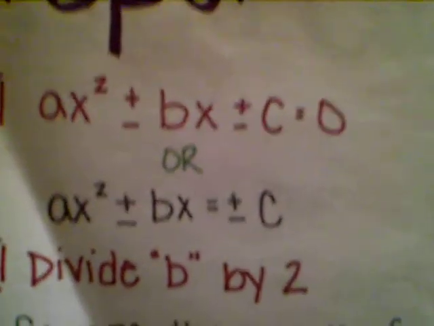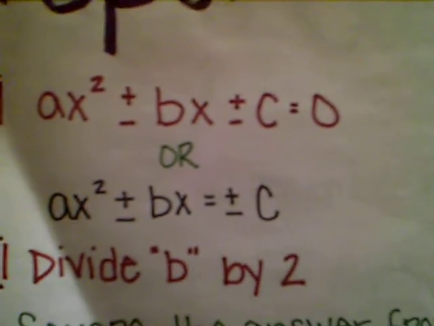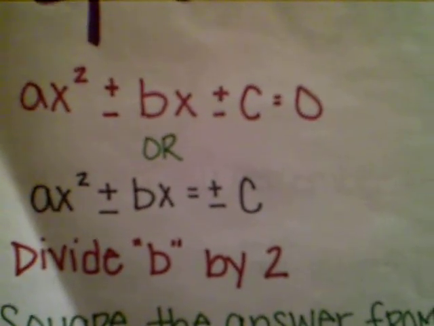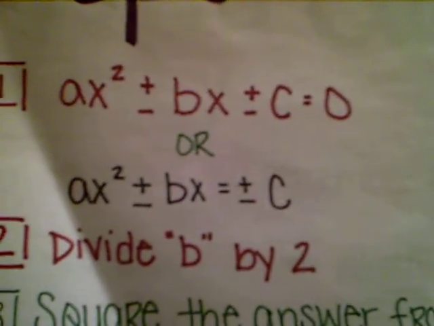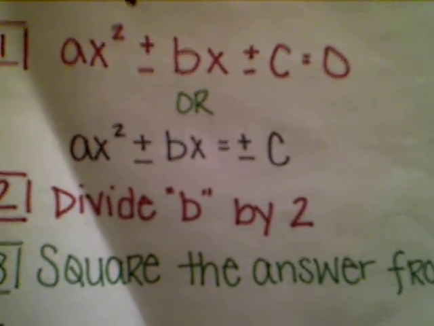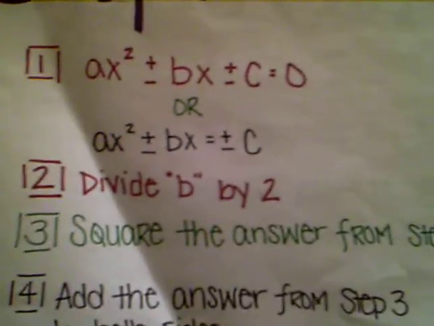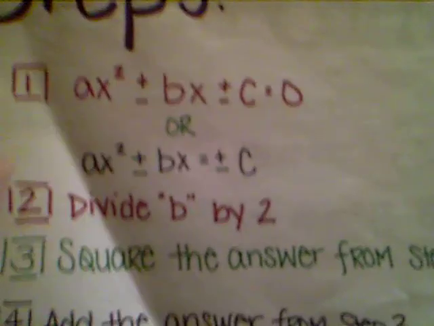You are first given an equation. It is going to be in either of two forms. The first form could be ax squared plus or minus bx plus or minus c equals 0. Or the second form could be ax squared plus or minus bx equals positive or negative c. You first want to set the equation equal to 0 as shown in the first equation.